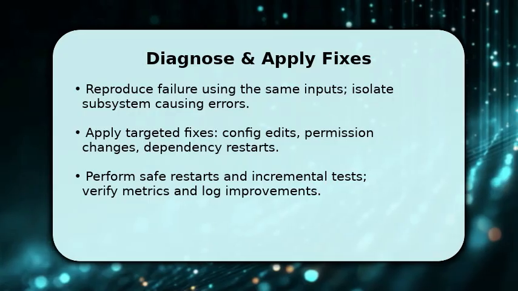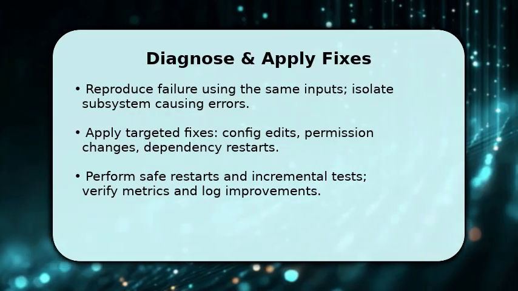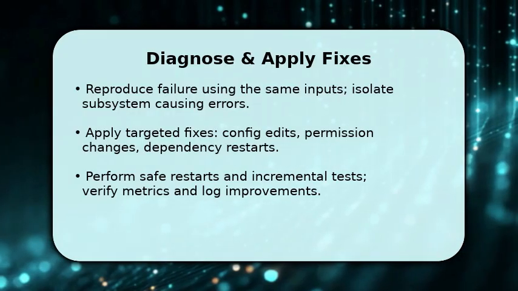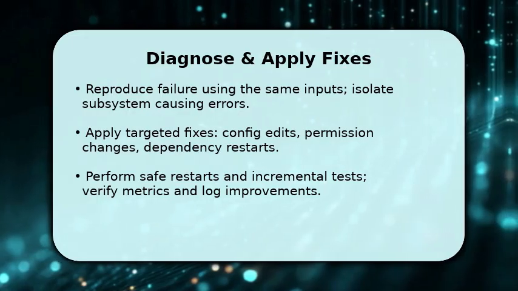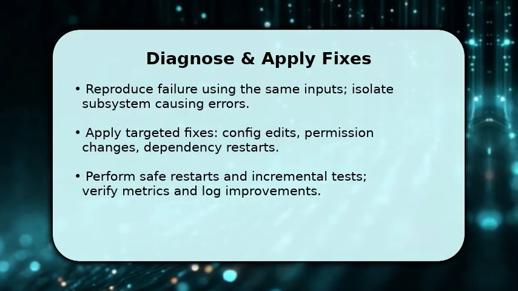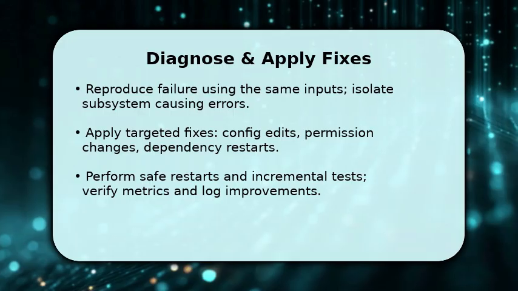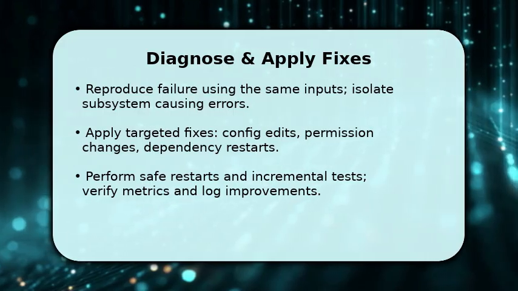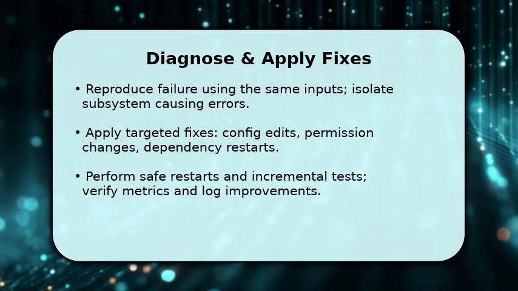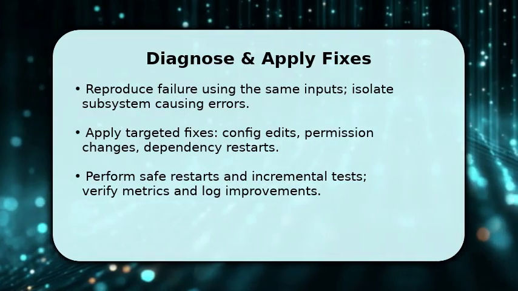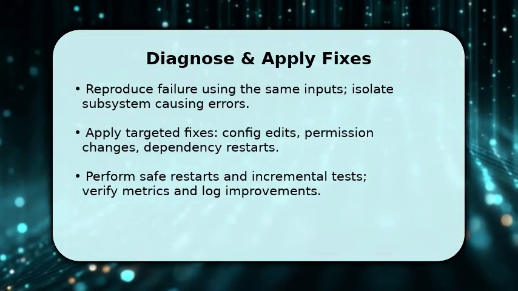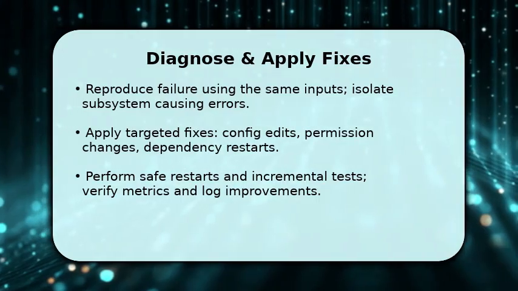You now diagnose and execute the complex middle work. Reproduce the failure with the same inputs so you can observe cause and effect. Once reproduced, isolate the subsystem, network, auth, or database, and apply targeted fixes like config edits, permission adjustments, or restarting specific dependencies. Explain why each change should resolve the root cause.